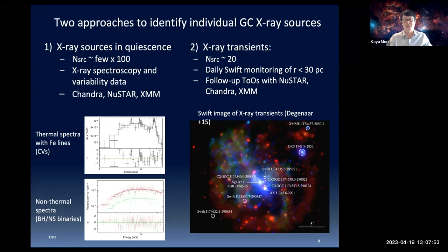The other approach is to look at the X-ray transients. So like I said, the Swift XRT is monitoring the galactic center every single day. So far, they detected about 20 transients over the last 15 years or so. So we can follow up with NuSTAR, Chandra and XMM TOOs to have more detailed studies.